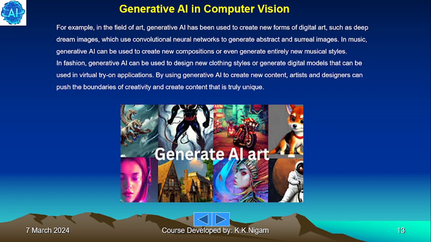digital art, such as Deep Dream images, which use convolutional neural networks to generate abstract and surreal images. In music, generative AI can be used to create new compositions or even generate entirely new musical styles. In fashion, generative AI can be used to design new clothing styles or generate digital models that can be used in virtual try-on applications. By using generative AI to create new content, artists and designers can push the boundaries of creativity and create content that is truly unique.